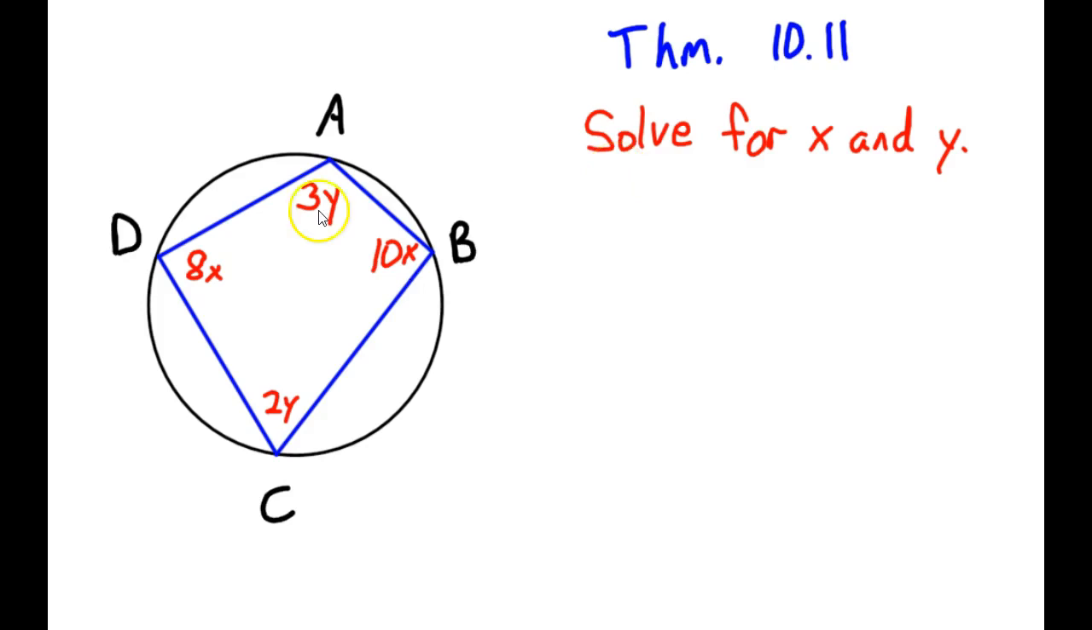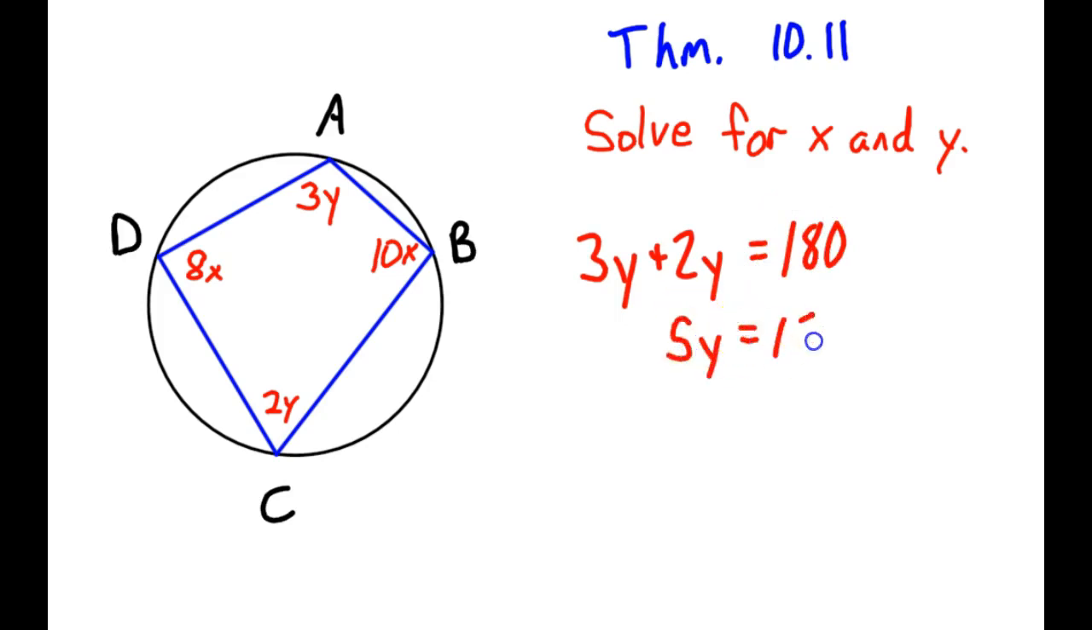So first we can take 3y plus 2y and set those equal to 180 degrees. 3y plus 2y is 5y equal to 180 degrees. And if we divide by 5, you get y equals 36. We could use a similar idea to solve for the value of x. If we take 8x plus 10x, we know that must be equal to 180 degrees.